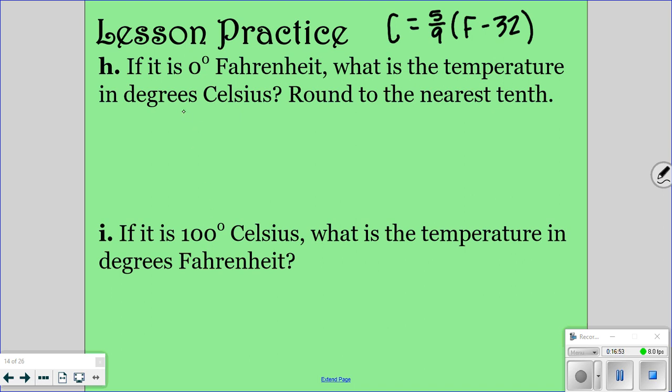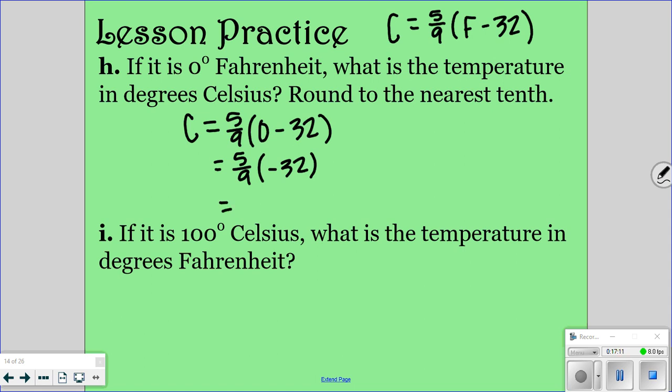Alright, so it says if it's 0 degrees Fahrenheit, what is it in Celsius? So our F is 0. So 5/9 times 0 minus 32. And it says round to the nearest tenth. So I get -17.8 degrees Celsius. You just plug it into your formula and simplify.